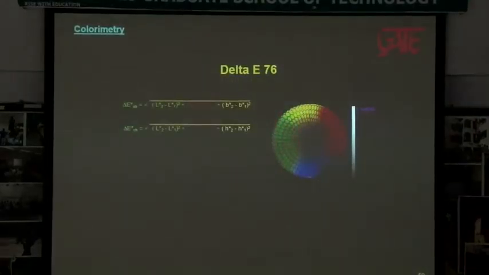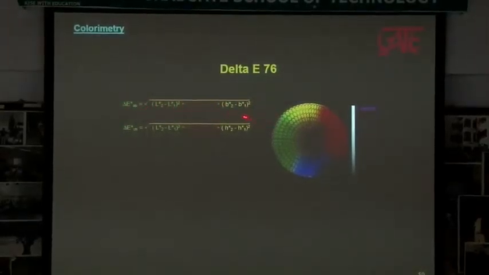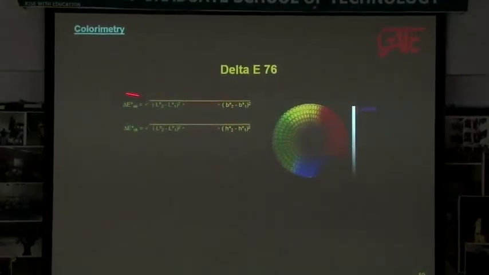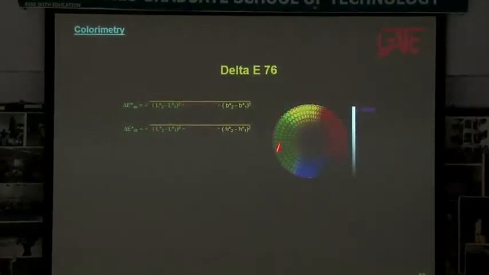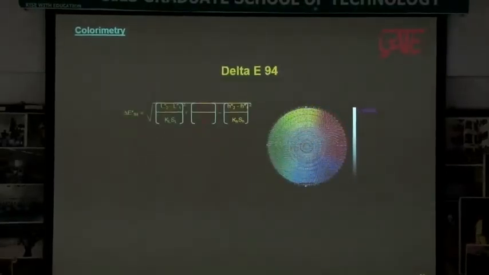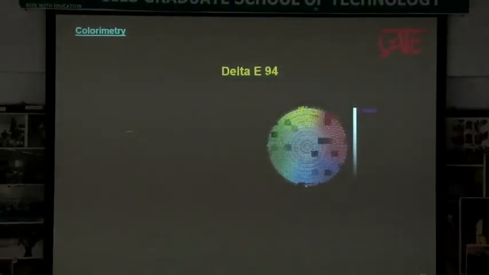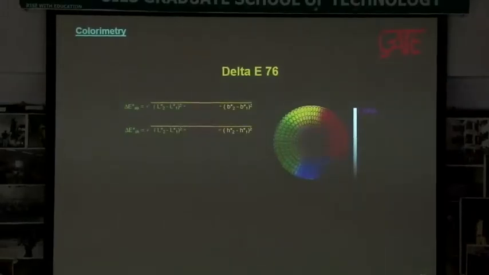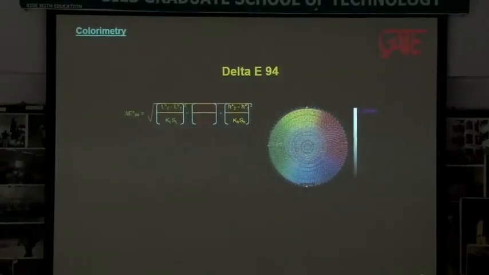So there are different formulas. This one was the basic formula derived in 1976, okay, for LAB and LCH. Then there was further improvement. Unfortunately, in the printing industry, most people are still using this old formula. Then there was one that came in 94. You can see the size of the ellipse is changed.